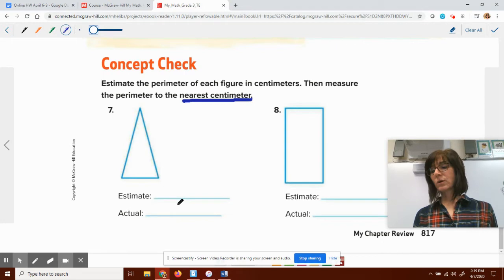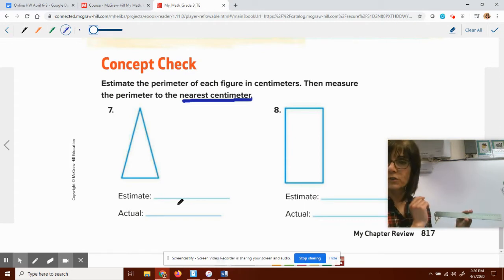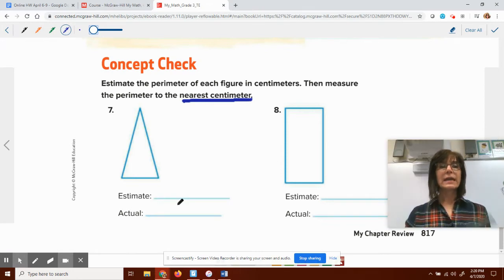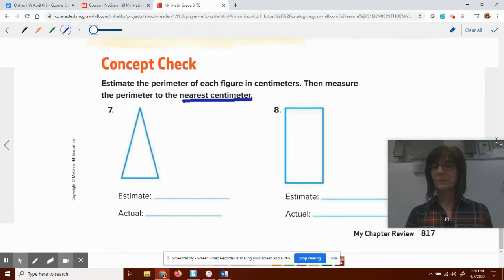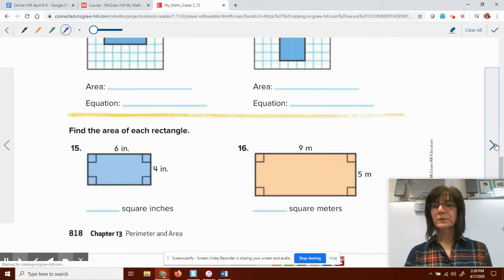And then take your ruler, and remember with a ruler, you've got 1 through 12 inches on one side, but you have centimeters on the other side. And generally they go from about 0 to 30 or 31. So you'll use the centimeter and tell me what the actual would be. How many centimeters? All right, let's go to the next page.